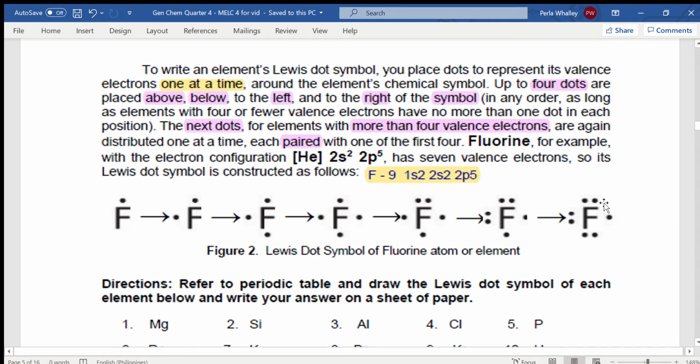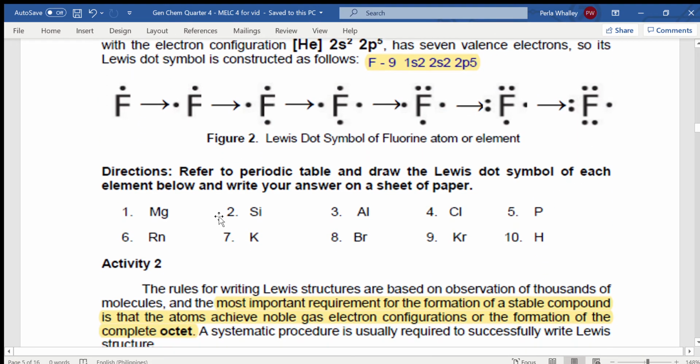Looking at this, class, we have paired non-bonding electrons here, paired non-bonding, and this is unpaired. But this has the tendency to pair because it has no pair. That is the one which has the tendency to share an electron with another atom.